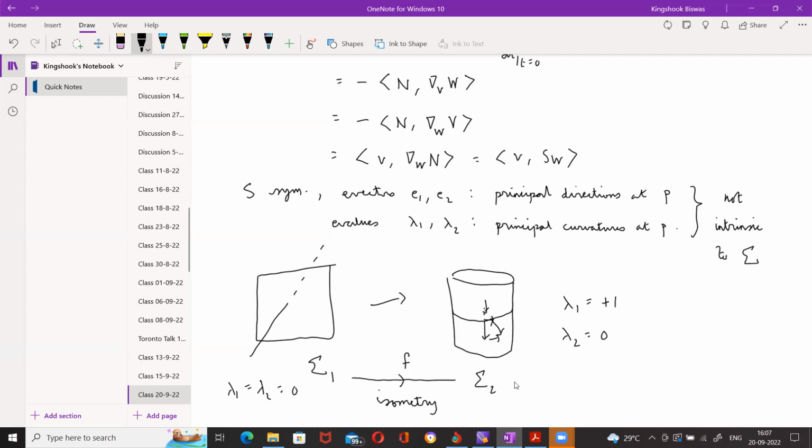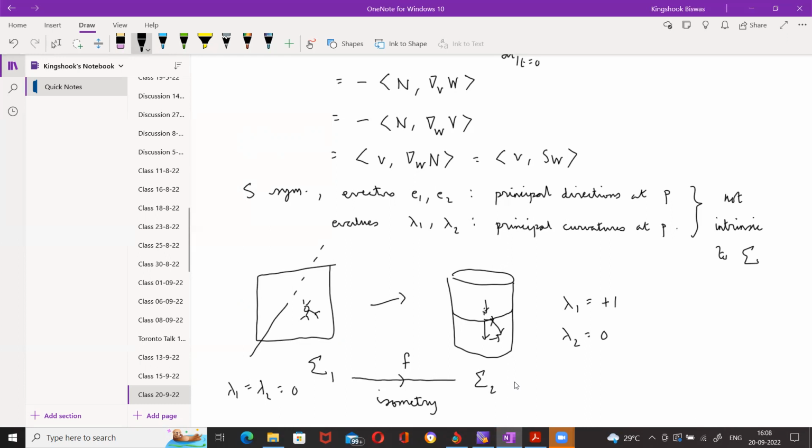This is what people write in most books: if you are an ant walking around in the surface, the ant will not be able to tell the difference between sigma 1 and sigma 2. The ant can only measure distances in the surface. The principal curvatures depend on the embedding of the surface into R3.